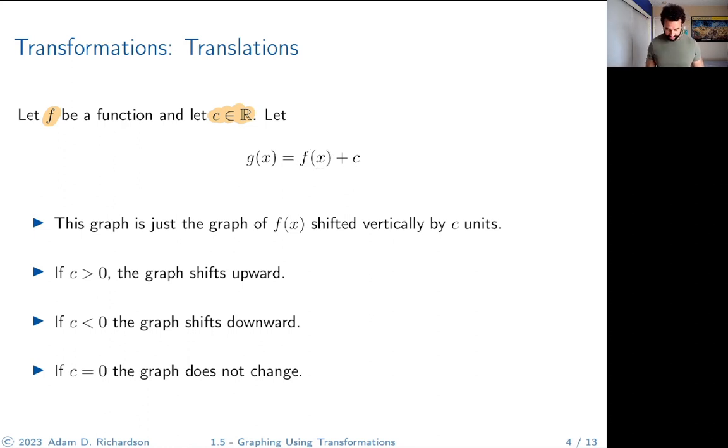If c is positive, then the graph shifts upward. If c is negative, then the graph shifts downward. And if c is 0, the graph doesn't change, obviously, because if c is 0, then you just have f of x, no change. But that's pretty much it. So if you apply the function f and then add a value to that, that's going to correspond to a vertical translation, a vertical shift of some sort.